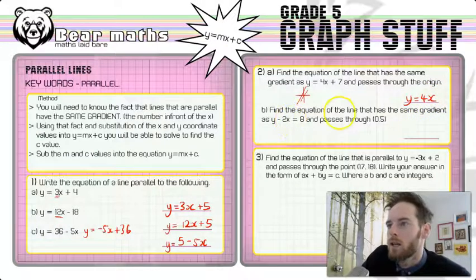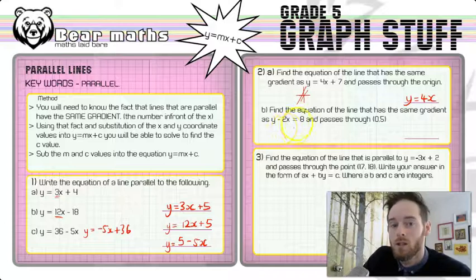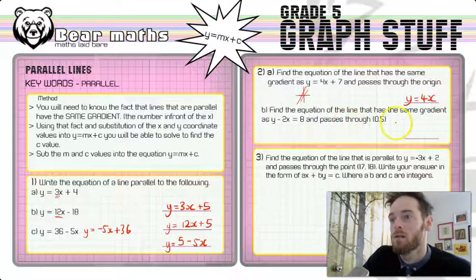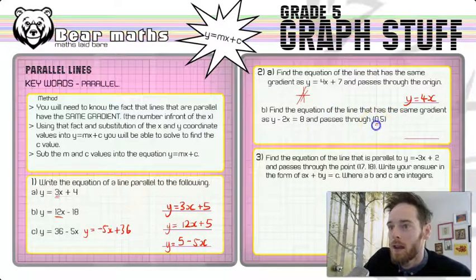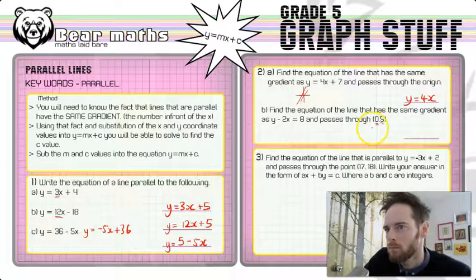In B, you've got to find the equation of the line that has the same gradient as y minus 2x equals 8. So slightly more complicated because we've got to rearrange the equation here into the form of y equals mx plus c. And we've got a coordinate value, it passes through 0, 5. Well, 0 is the x value, and 5 is the y value. So if we're thinking about that, first of all let's rearrange this. Let's put it in the right form. So y equals 2x plus 8. Now we know what the gradient is because it's in the form of y equals mx plus c.